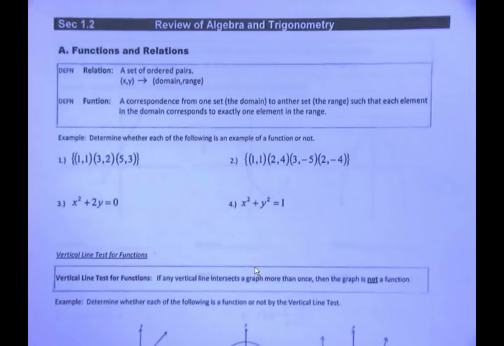Definition. Function. A correspondence from one set, the domain, to the other set, the range, such that each element in the domain corresponds to exactly one element in the range.